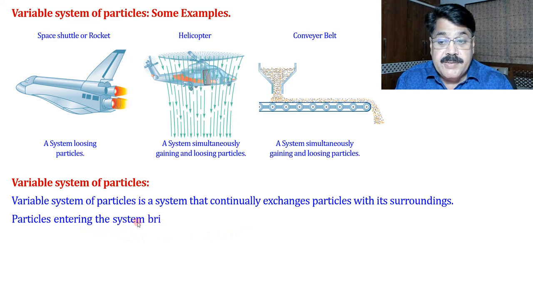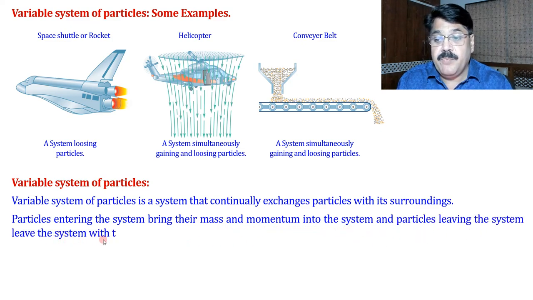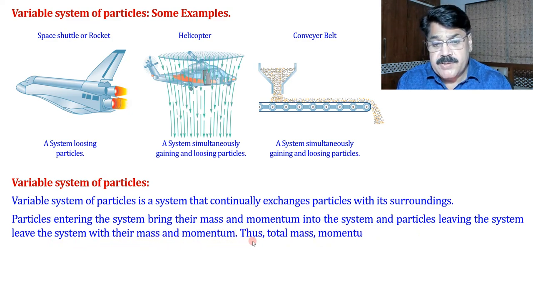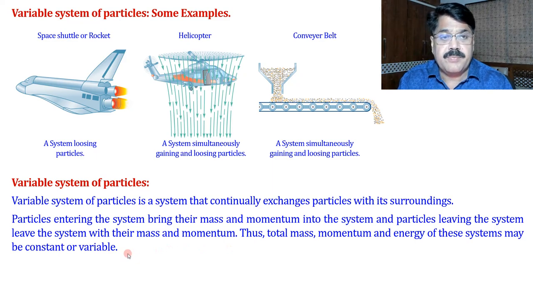Particles entering the system bring their mass and momentum into the system, and particles leaving the system leave with their mass and momentum. Thus, the total mass, momentum, and energy of these systems may be constant or variable depending on what is input and what is output. So, total mass, total momentum, and total energy of such a system may be variable or may be constant, but usually they are variable.